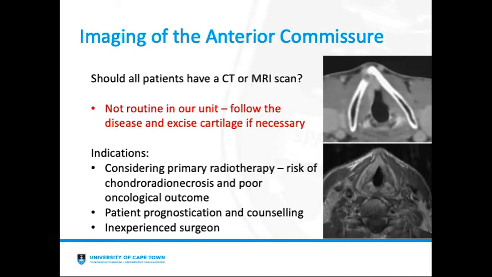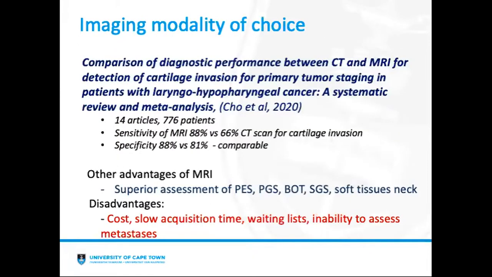Here in our unit, we are more likely to perform imaging in a patient with anterior commissure involvement who is considering radiotherapy first line, where if extensive cartilage involvement is found on imaging, we would counsel the patient on the risk of chondroradionecrosis and a potentially poorer oncological outcome should they still wish to proceed with radiotherapy.